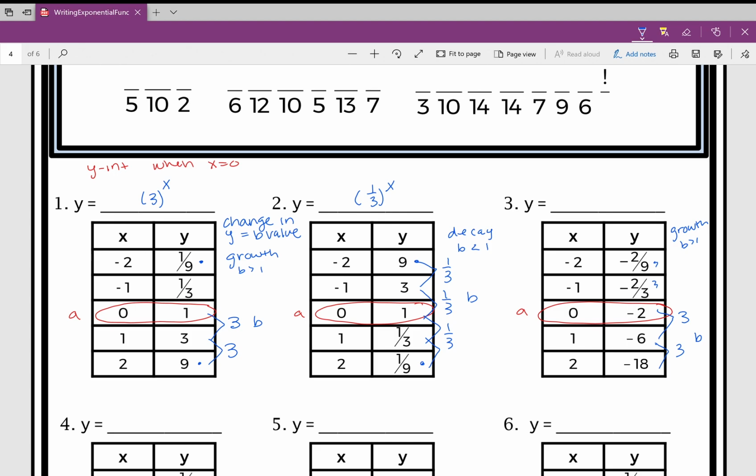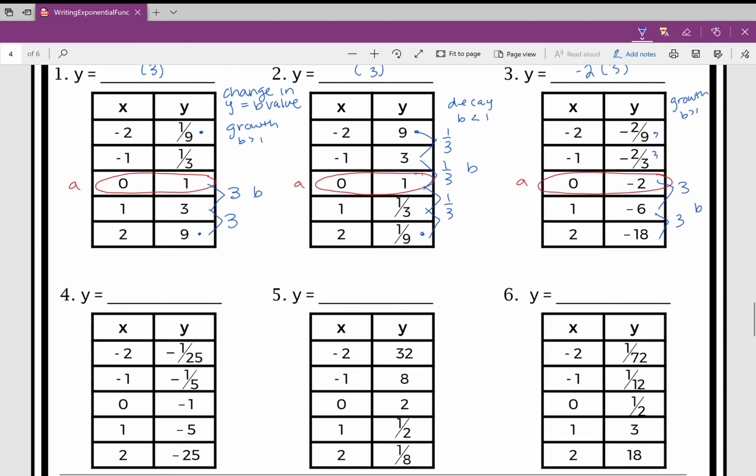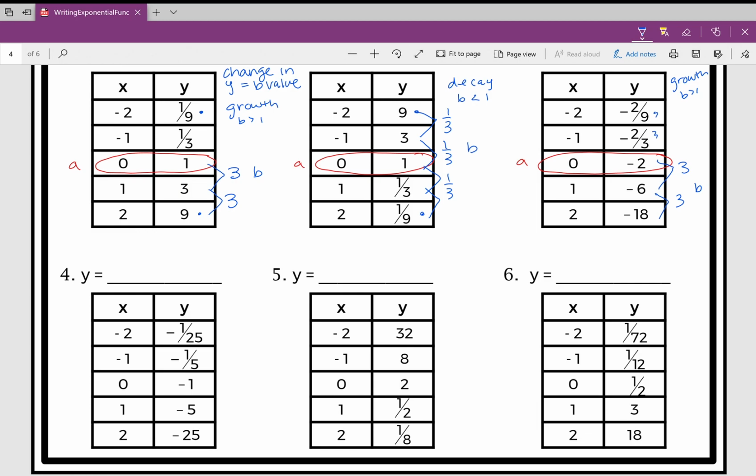So remember, a goes first, and in this case, a is -2, so -2 parentheses b, which is 3, to the power of x. So in this case, our y-intercept is not 1. So I can't just get rid of that -2. That -2 has to stay there. So then our answer is -2 times 3 to the x power. So what we're doing is we're taking our table and we're turning it into an equation. Okay? I'm going to do 3 more with you, and then you guys are going to do the rest on your own.